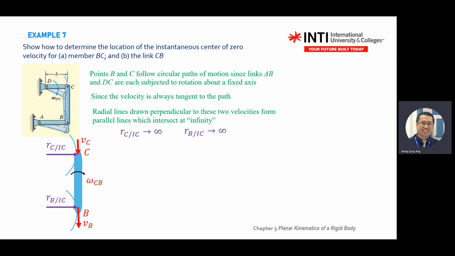How do you get omega? V equals omega R. Omega equals V over R. What is your R now? What do you get? You get infinity. What is meant by infinity?